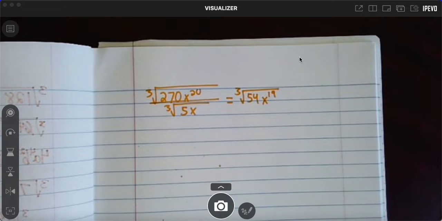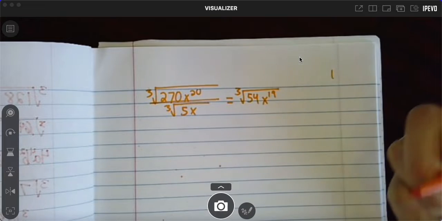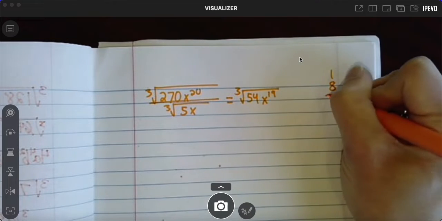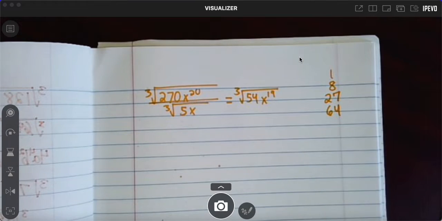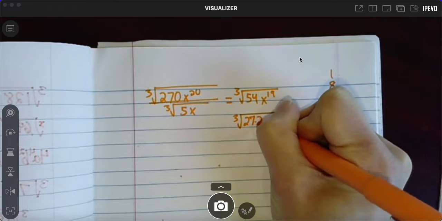Now, the cubed root, let's find some perfect cubes. Well, I'll just write down 1, but that's not going to be it. What's 2 to the third power? 8. 3 to the third power? 27. 4 to the third power, and we've passed it up. What goes into 54? 27. 27 does how many times? 2. So I'm going to rewrite it as 27 times 2.